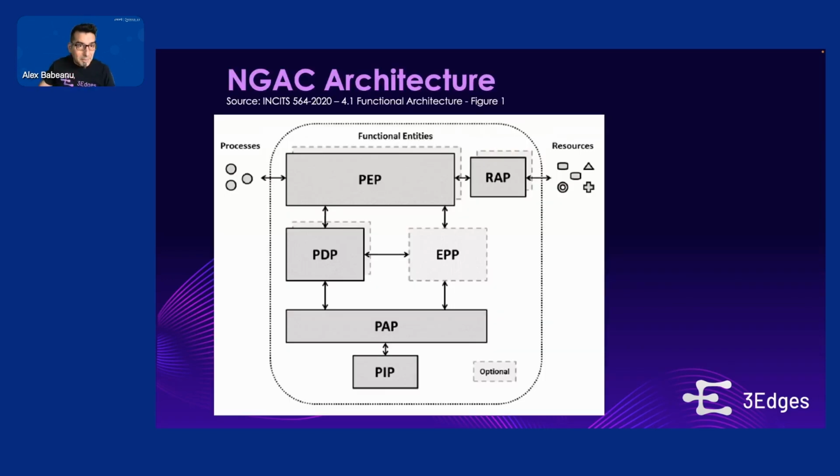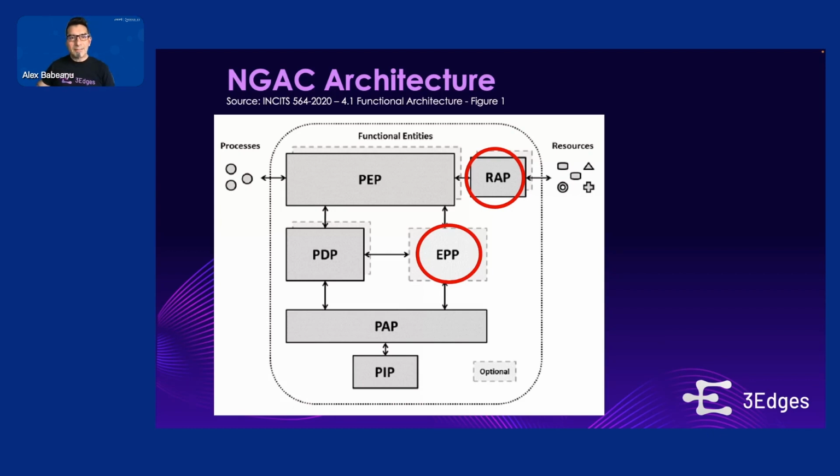The architecture of NGAC is pretty reminiscent of that of the XACML ABAC we talked about. It just has a couple of extra components here. A resource access point, which in effect acts as a connector to the resource you're protecting. This kind of limits the access to the resource to those things that are exposed in it. It also may help in discovering those resources. The other element, and this is quite an important one, is this event processing point.